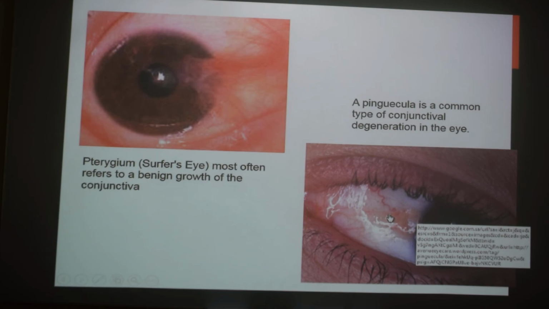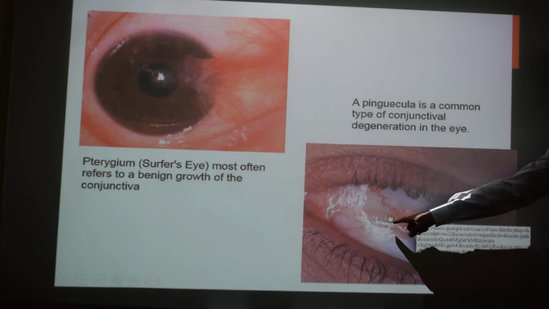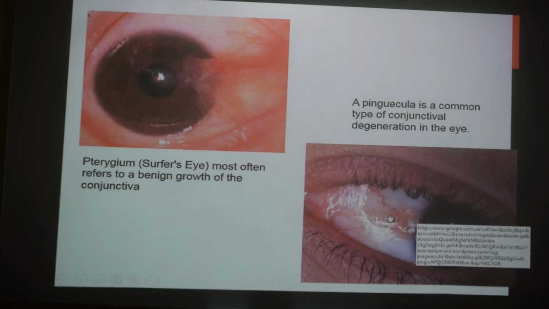Doctor, is this spontaneous, acquired or? It's a degenerative condition. So over the period of time in the age, there would be degeneration of the conjunctiva, and you can see it is no more transparent here. There is lipid-filled material inside the conjunctiva. So this is a common type of degenerative change.